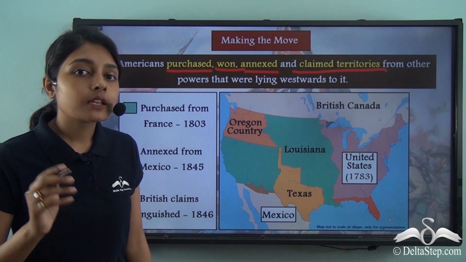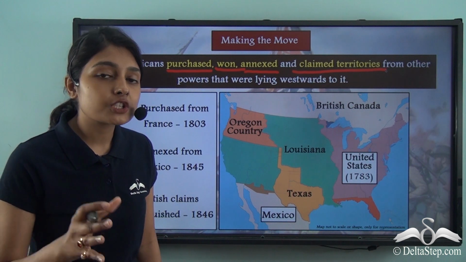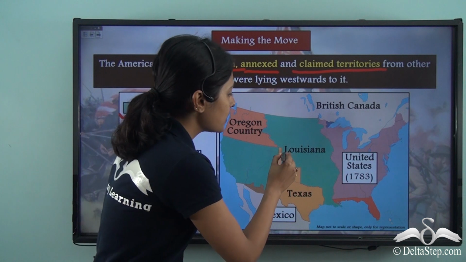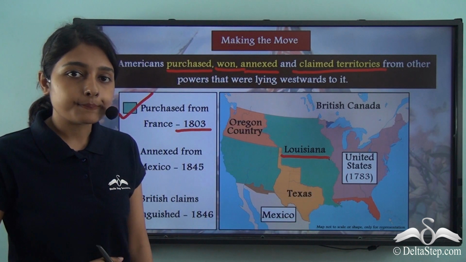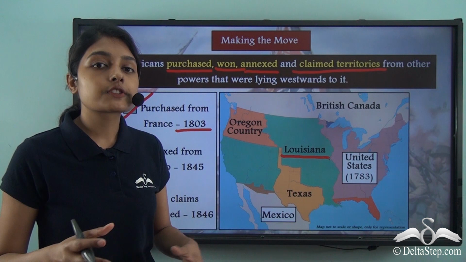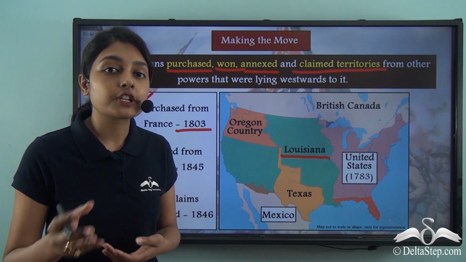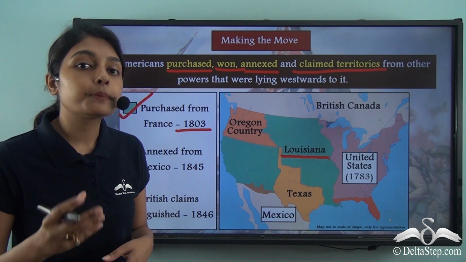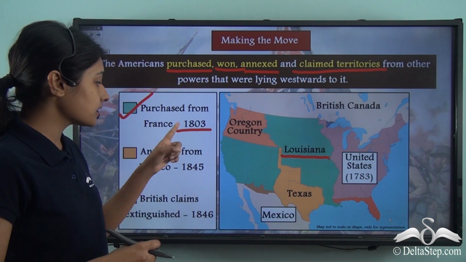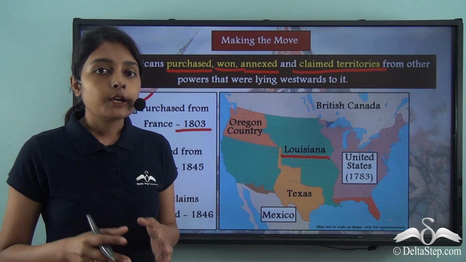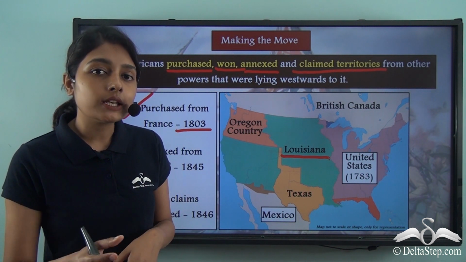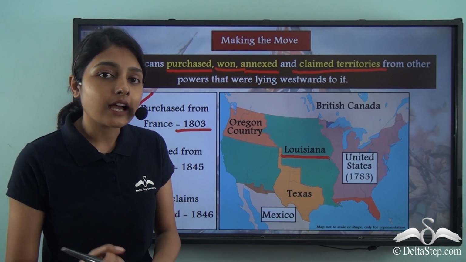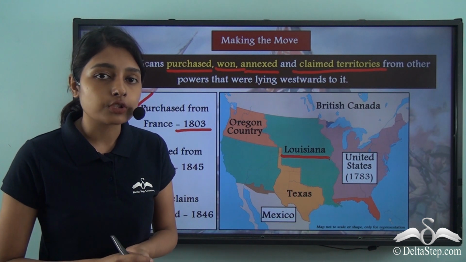Among this, the most popular territory, purchased from France in the year 1803, was the area called Louisiana. This was a territory formerly under French colonial control, and the Americans purchased it from France in 1803. But the Americans weren't restricted to only purchasing territories. They also went into wars and started bringing new territories under their control.